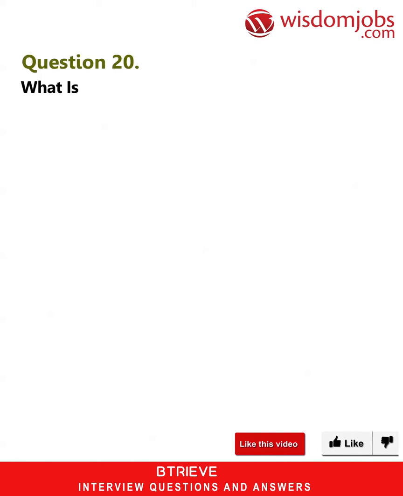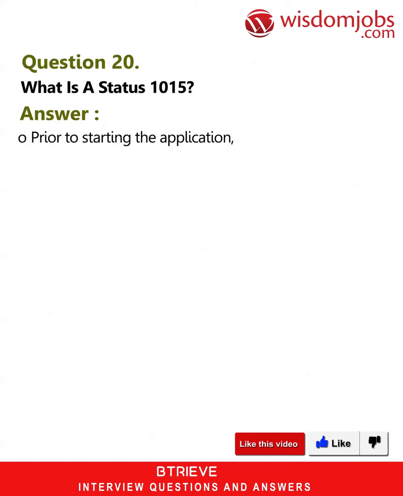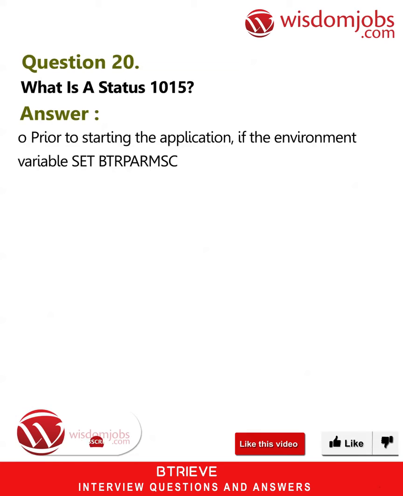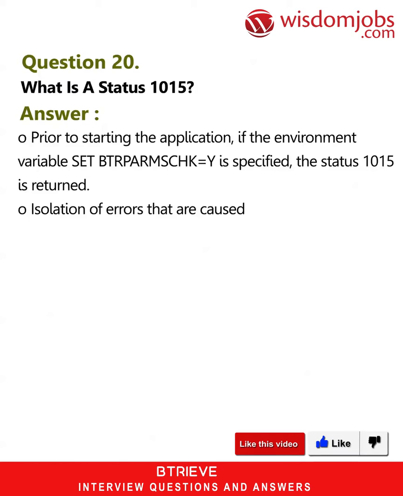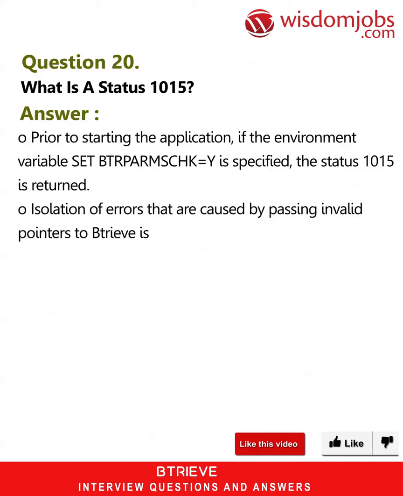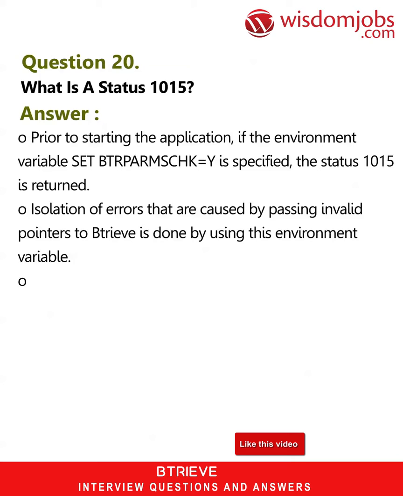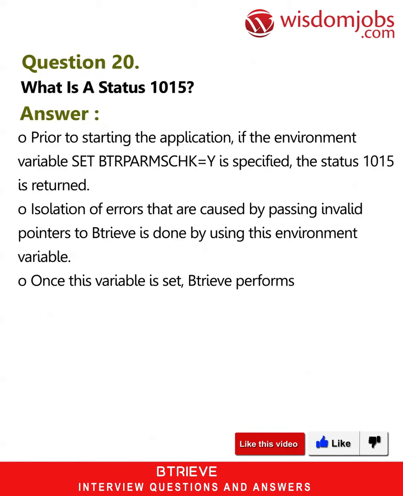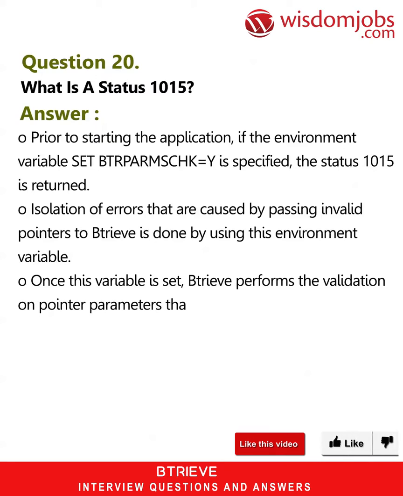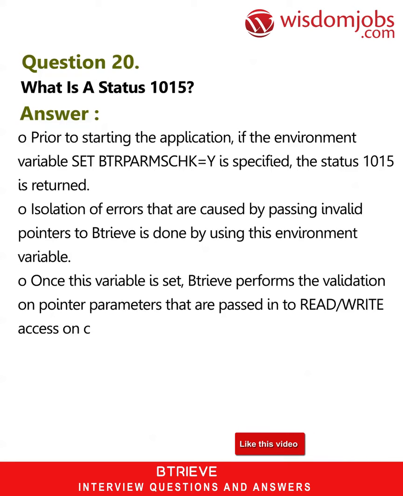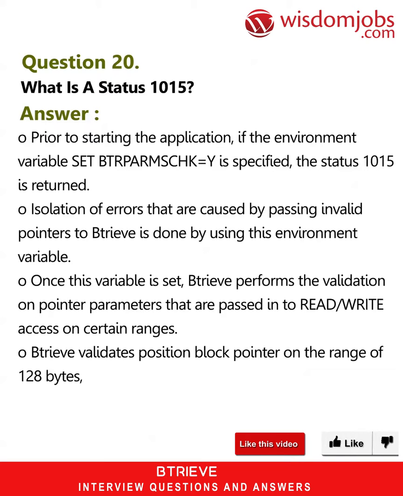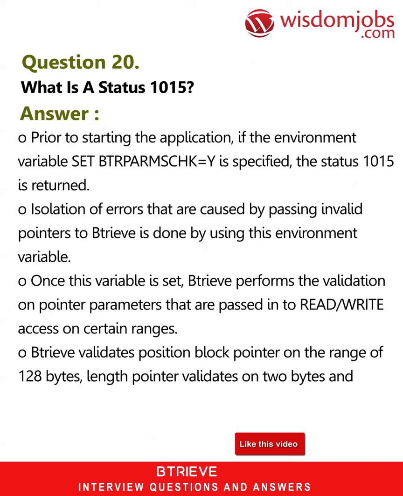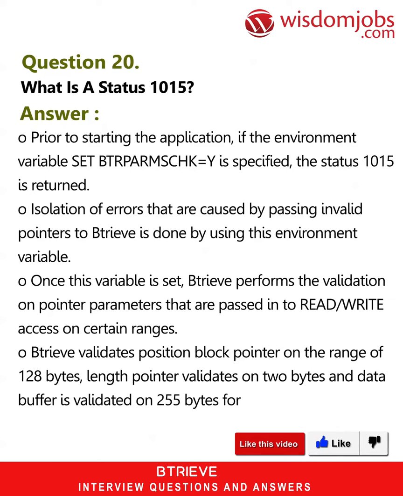Question 20. What is a status 1015? Answer. Prior to starting the application, if the environment variable SET TPMSHKU=Y is specified, the status 1015 is returned. Isolation of errors that are caused by passing invalid pointers to Btrieve is done by using this environment variable. Once this variable is set, Btrieve performs validation on pointer parameters that are passed in, for read/write access on certain ranges. Btrieve validates the position block pointer on the range of 128 bytes. The length pointer is validated on 2 bytes, and the data buffer is validated on 255 bytes for the key buffer.